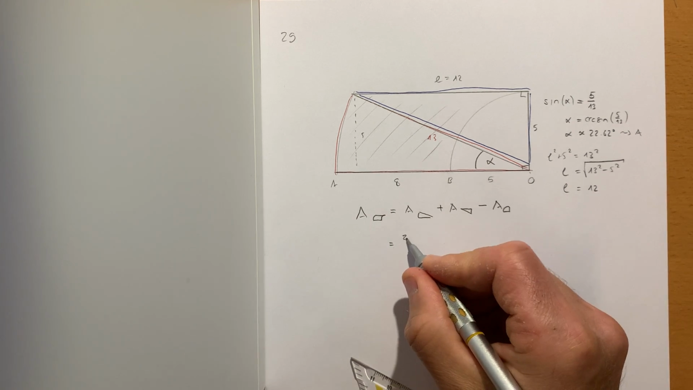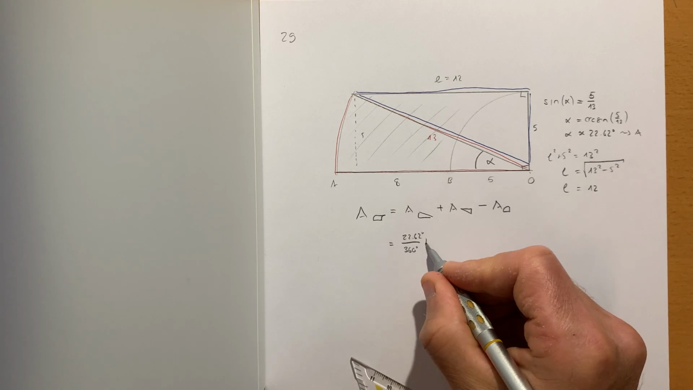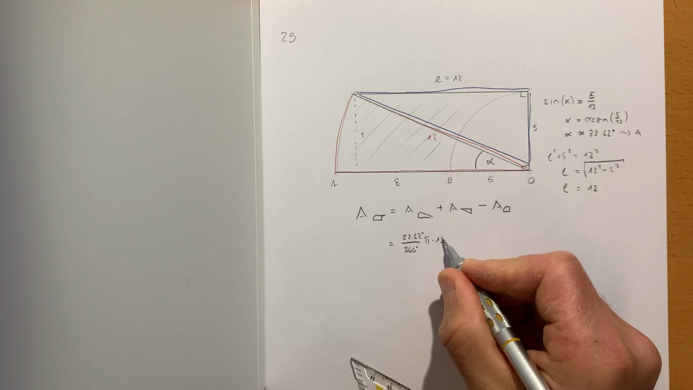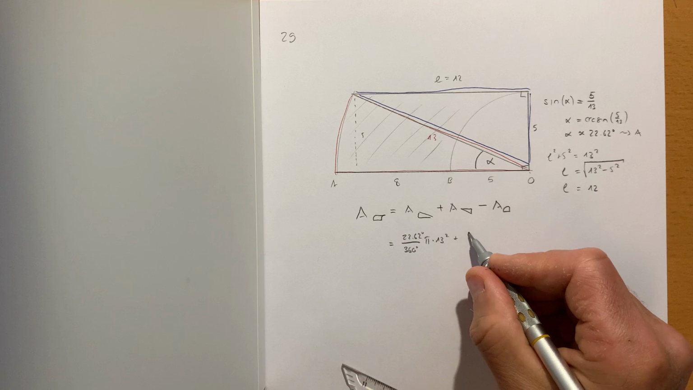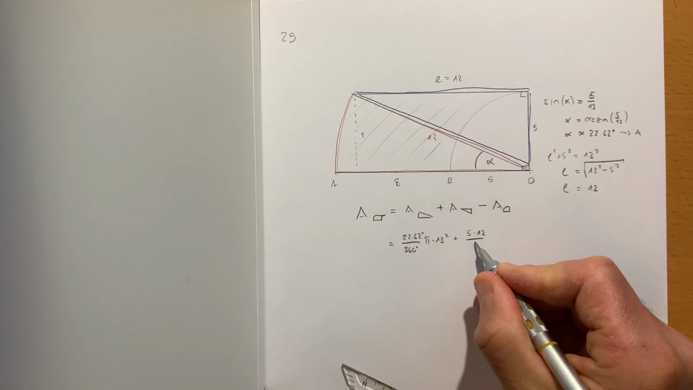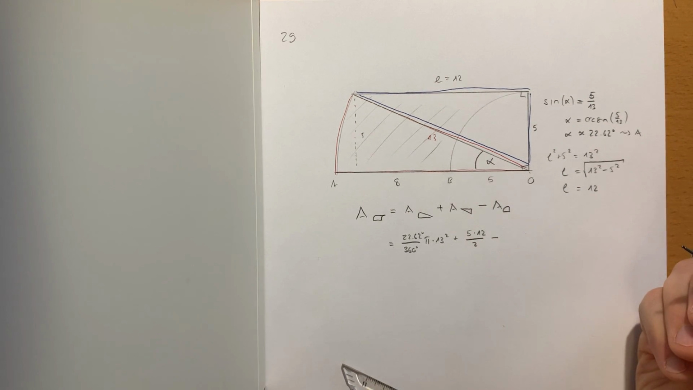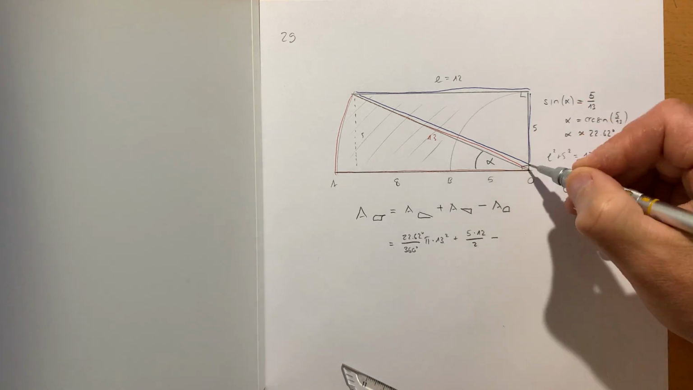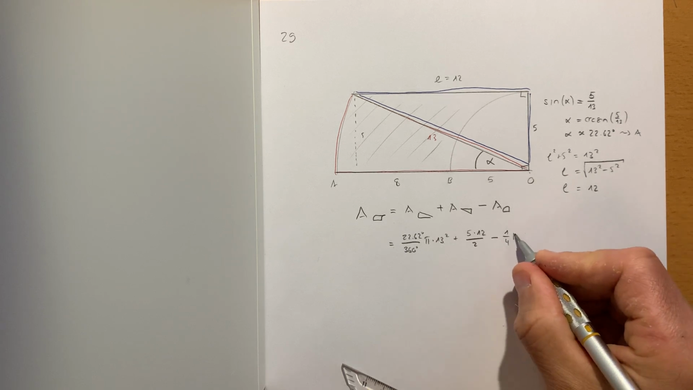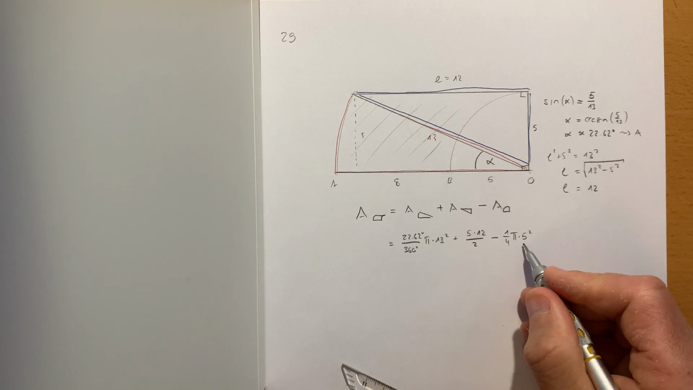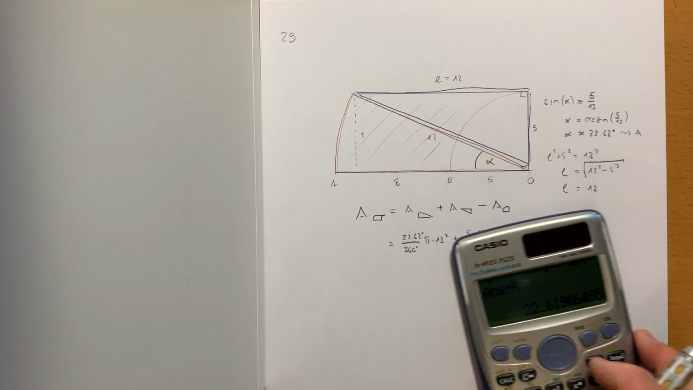So this is 22.62 over 360 times pi times 13 squared, that's the area of the red sector, plus 5 times 12 divided by 2, minus the area of a quarter of a circle. So this is just a quarter of a circle. So you could say a quarter pi times 5 squared. Without a quarter, it would be the whole circle. But now we only need a quarter of it. So now we can type it in. So let's do that.